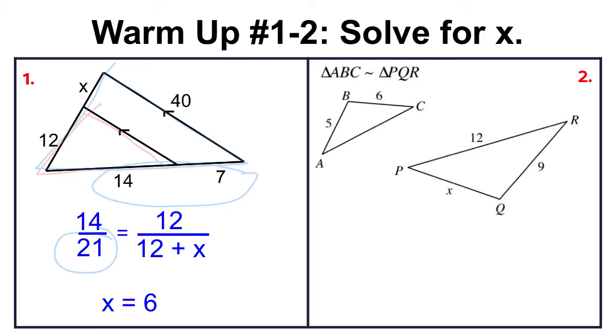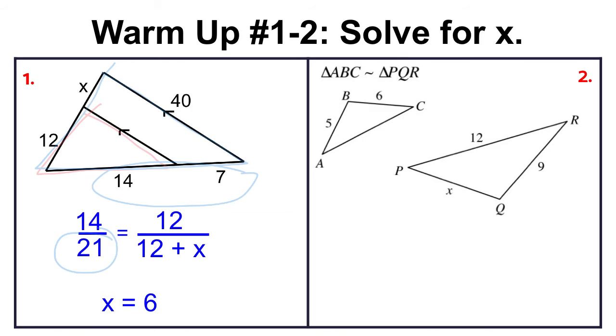And then if you look at the other side of the triangles, you've got this side here that's 12. So that's why I put a 12 here. And then if you combine these two together, you add them together. So you do 12 plus x. So you're going to go ahead and cross multiply on the problem and see what you get.